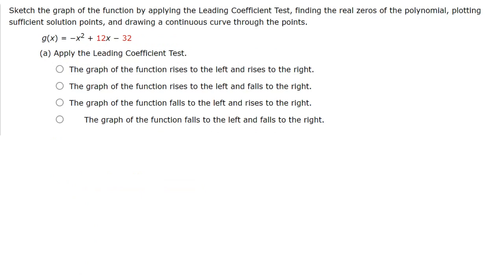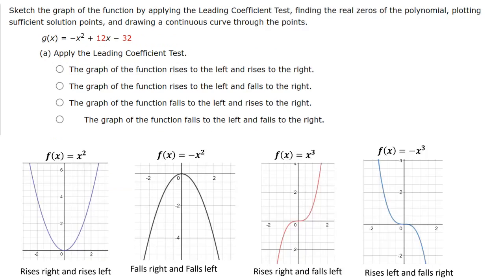So apply the leading coefficient test. Just as a reminder, if you forget all the rules, if you have these 4 graphs below, you can always remember the rules. So if you have an even exponent, then the graph is going to increase to the left and increase to the right if you have a positive leading coefficient. But if you have a negative leading coefficient, then it's going to fall to the right and it's going to fall to the left. If you have an odd exponent, then the behavior is going to be, if you have a positive coefficient, it's going to rise to the right and then it's going to fall to the left.